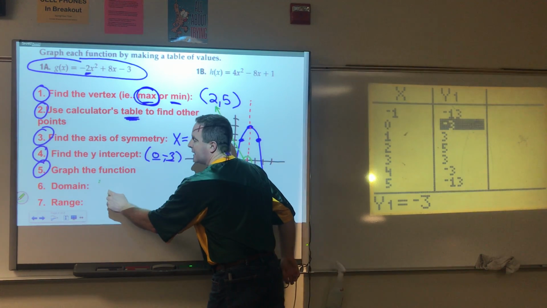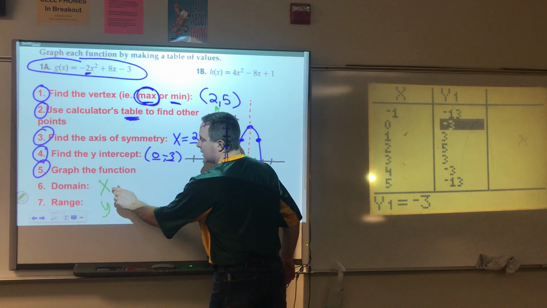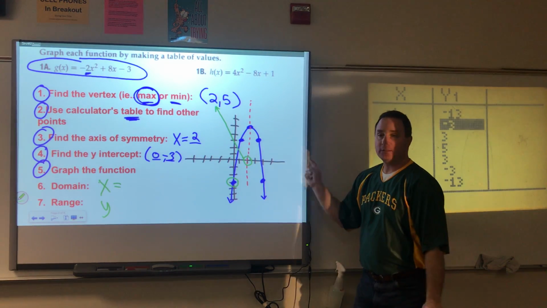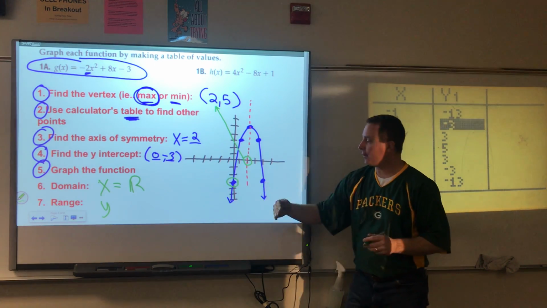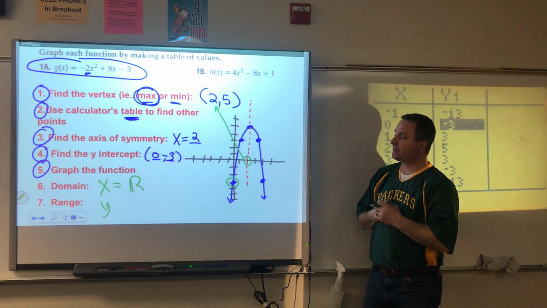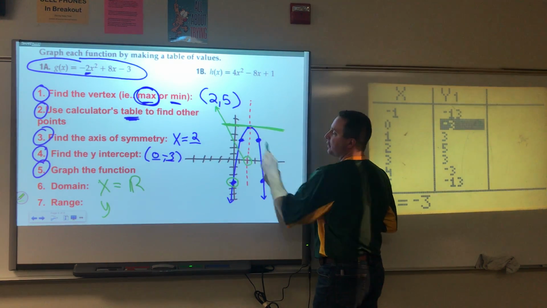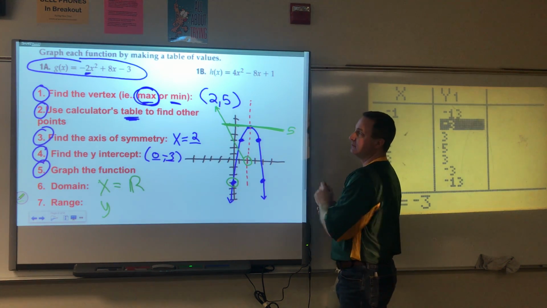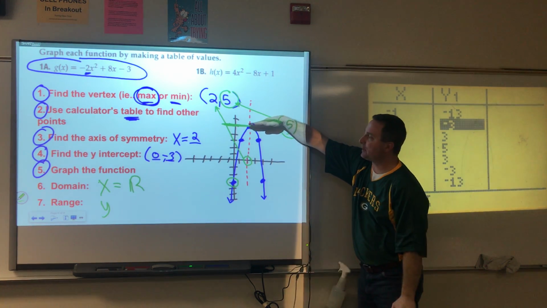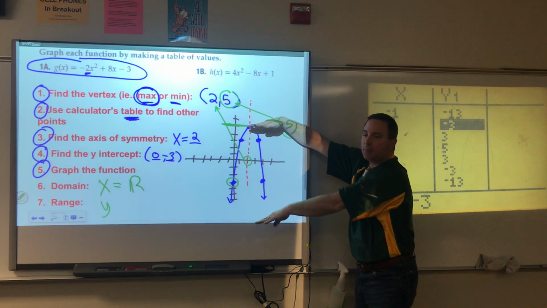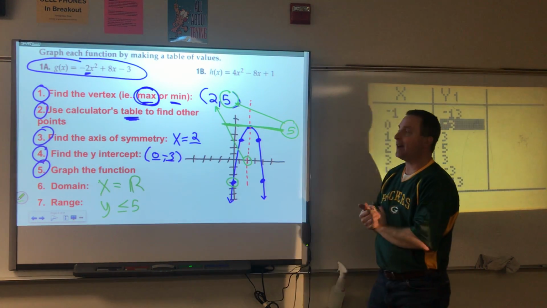If you remember, the domain is the x values, and the range is the y values. The x values, again, are always all real numbers. It goes to the left forever and the right forever, and everything in between. The y values, though, up here, this is the highest the graph goes. And the highest it goes is 5. Kind of a unique relationship between that number and that number. For the graph of this parabola, all the y values are everything below 5. The way I write that is y is less than or equal to 5.